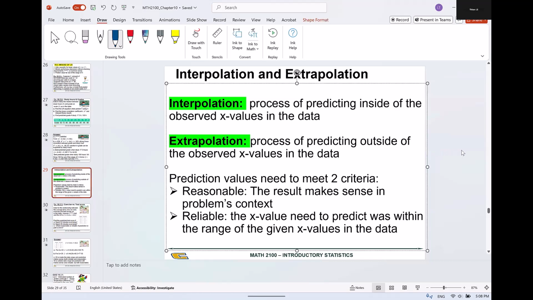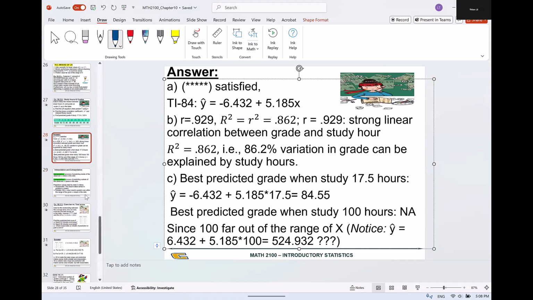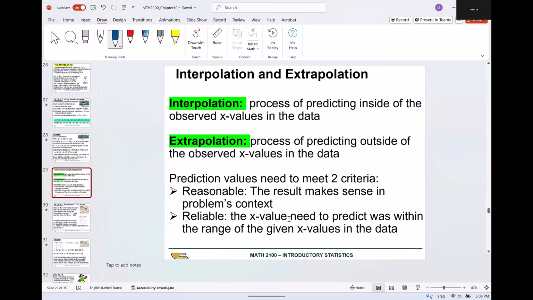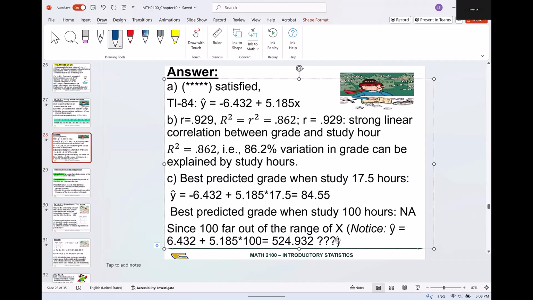So prediction values need to meet 2 criteria. Reasonable, which means the result makes sense in the problem context. So in this case, the study hours out here don't make sense, right? And also reliable, which means the X value you want to predict needs to be within the range of the given X values in the data. So for example, if you try to predict 100 hours anyway, it will not be reliable, and it's also not reasonable, right? But if you predict 17.5, it's reasonable and it's reliable, because this value belongs to the range, and reasonable because it makes sense compared to the whole bank of data, right?